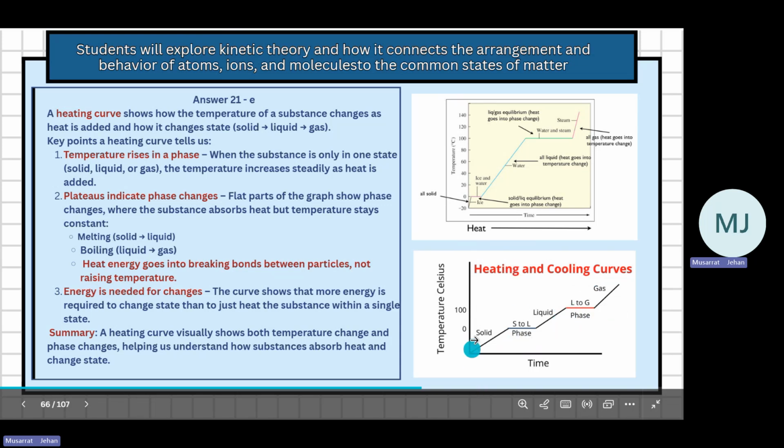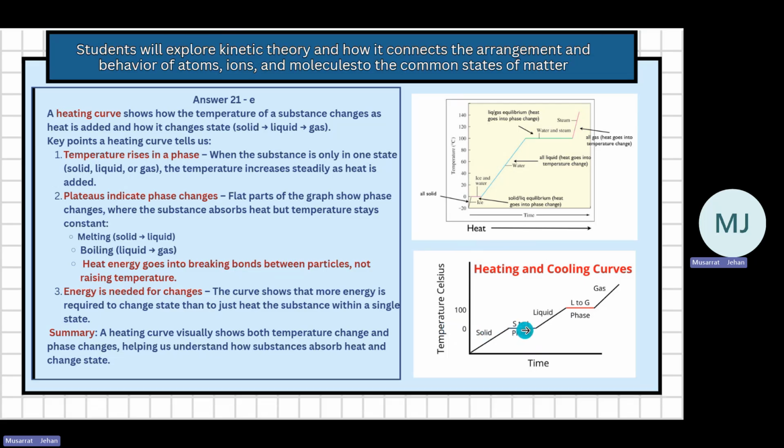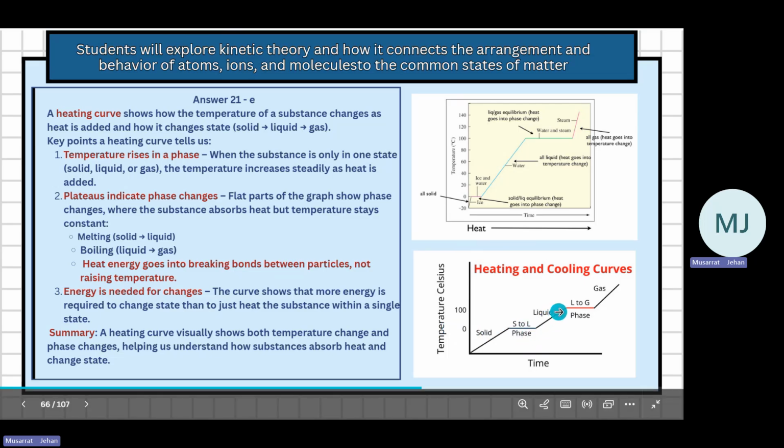If you take an example of water like this, it is solid, in the form of ice, till 0 degrees. At 0 degrees Celsius, it will start melting. Temperature will remain constant. Then the temperature starts increasing. It will increase till it reaches 100 degrees.